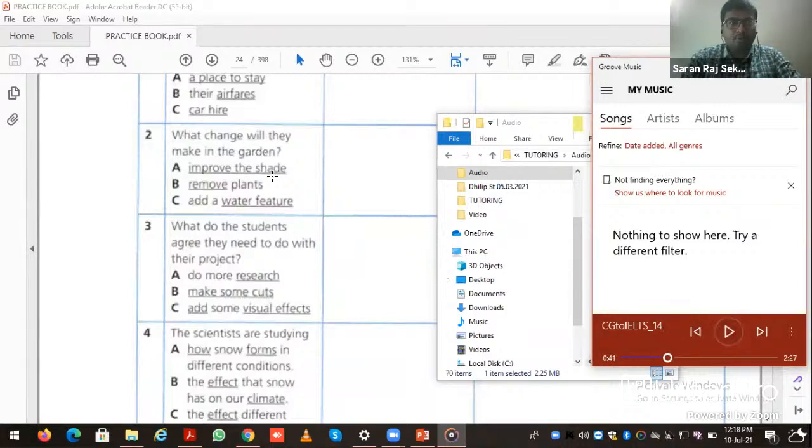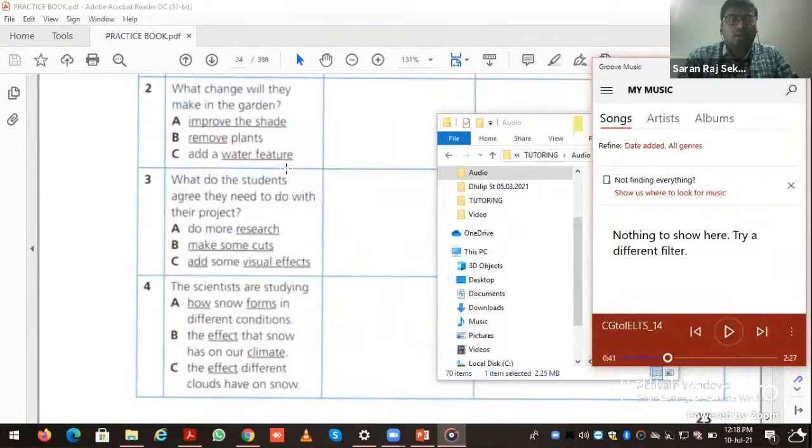Okay, so now in the second question, again, they have marked the keywords. What change will they make in the garden? So they're going to make some changes, and whether it is improving the shade, removing the plants, or adding a water feature. So now let's listen to the audio.